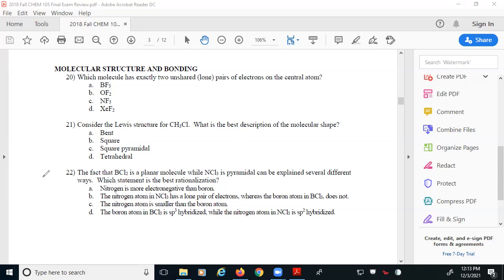Well, we do need to know the total number of valence electrons. So in the case of boron trifluoride, we had 3 plus 21 for fluorine, that's 24. For oxygen, we have 6 plus the 14 is 20. 5 plus 21 is 26. 8 plus 14 is 22. So we did have to do that part. We do have to calculate the total number of valence electrons.